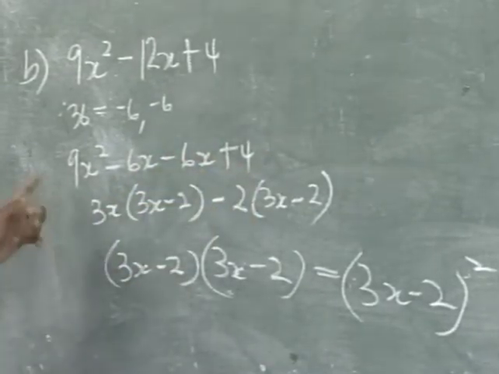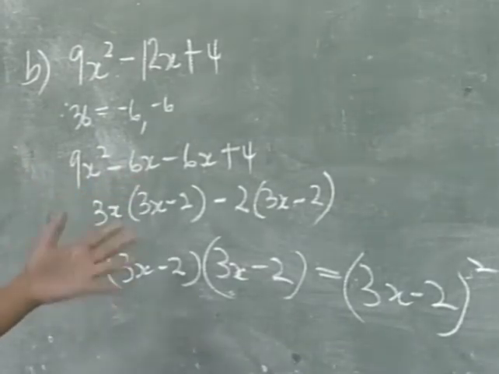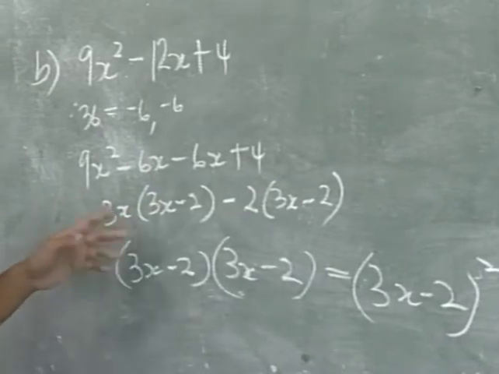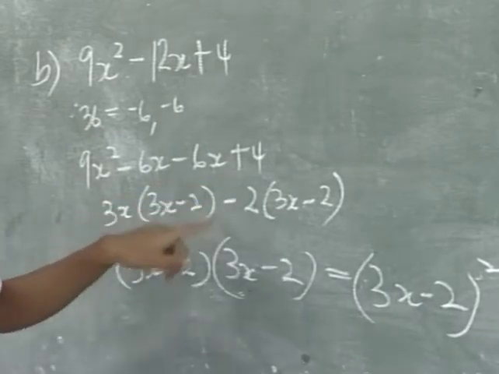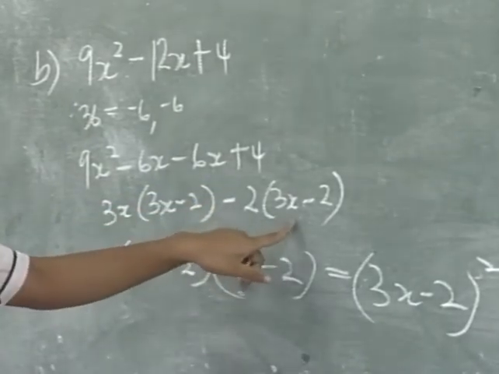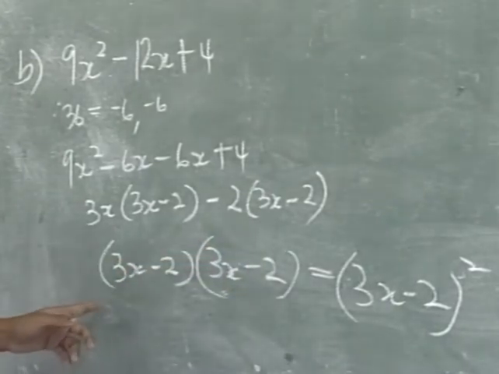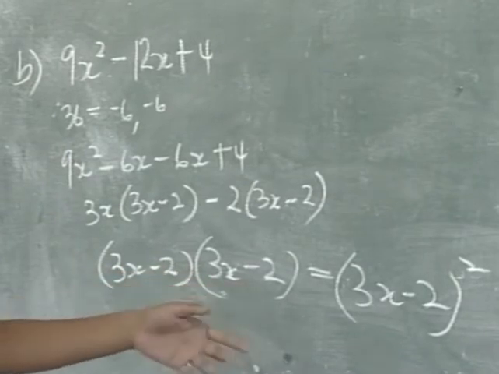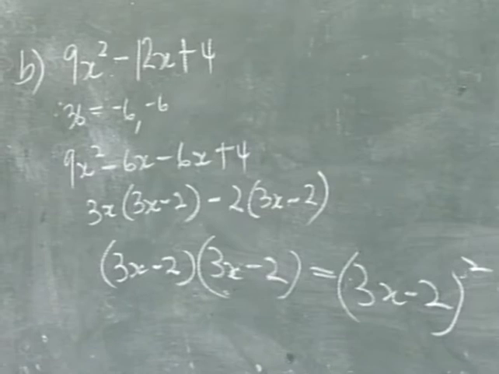Then you find the highest common factors for 9x squared minus 6x and minus 6x plus 4. Here it's 3x outside the brackets of 3x minus 2. And for this, it's minus 2 outside the brackets of 3x minus 2. And eventually, I came up with 3x minus 2 times 3x minus 2, which is the same as 3x minus 2 squared. Good. Well done.